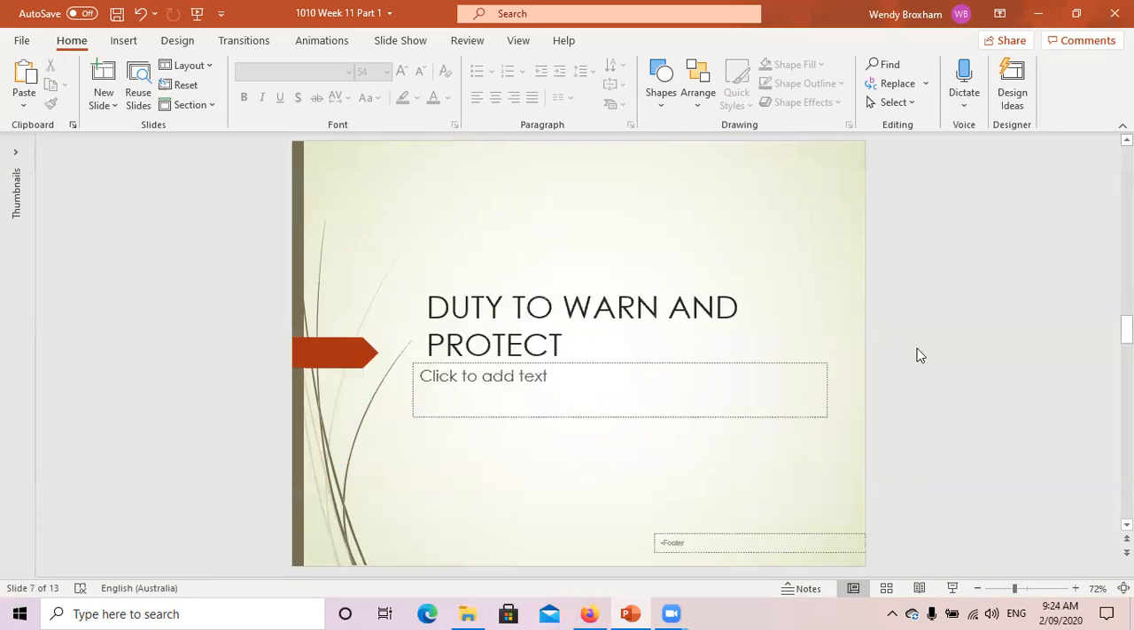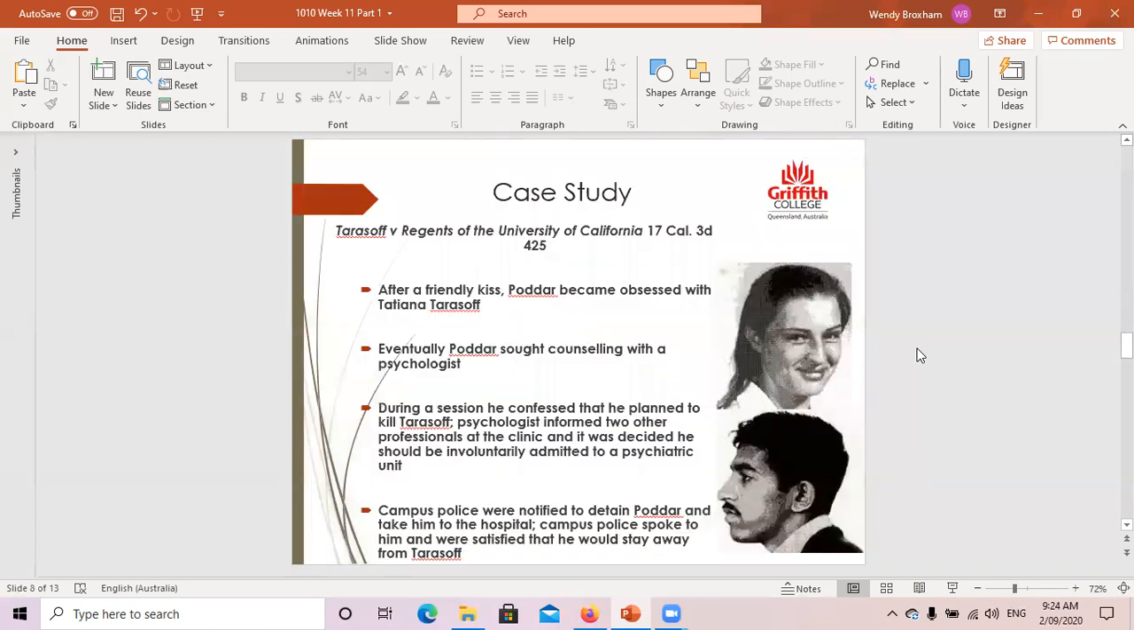So now let's talk about the duty to warn and protect. The case study here is of Tatiana Tarasoff and Mr. Poddar. Poddar became obsessed with Tatiana after her brother introduced her to him, and she was not really interested in pursuing a relationship with him. So he eventually did seek counselling from a psychologist on the university campus. And during a session with that psychologist, he confessed that he planned to kill her.